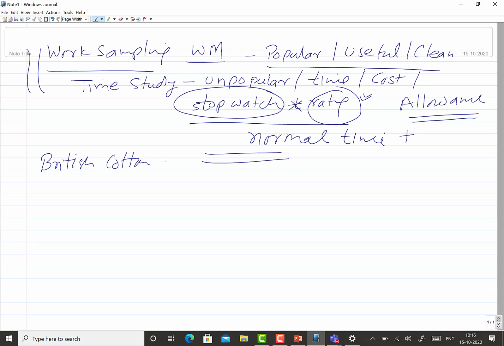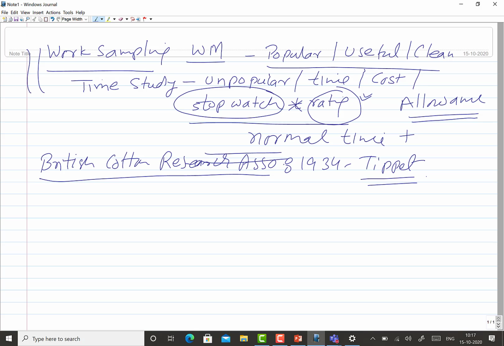Work sampling was developed at the British Cotton Research Association somewhere in 1934 by a work study man called Tippett. He developed the idea of work sampling, and over a period of time the same idea has been exploited for work measurement under a number of headings or different names.